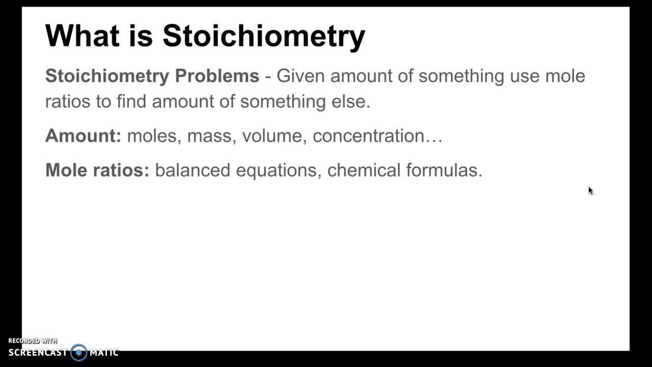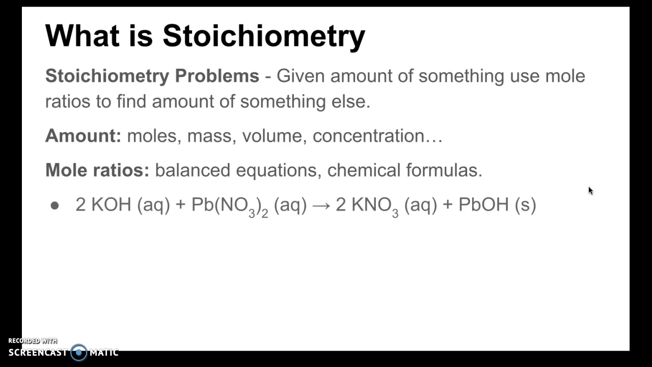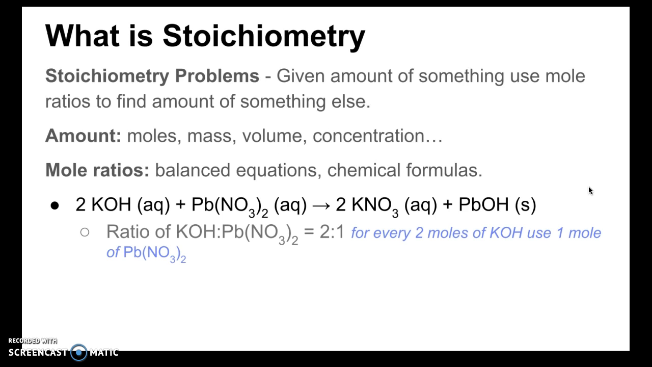The mole ratios, which are the key to stoichiometry, are going to come from your balanced chemical equation and from your chemical formula. We've seen this before with this example. We have this chemical reaction, potassium hydroxide and lead nitrate. This is a precipitate reaction. The mole ratios will come from the coefficients. So for example, the ratio of KOH to lead nitrate is 2:1, and we get that from the coefficients. You see there's a 2 in front of KOH and a 1 in front of Pb(NO3)2, an invisible 1.